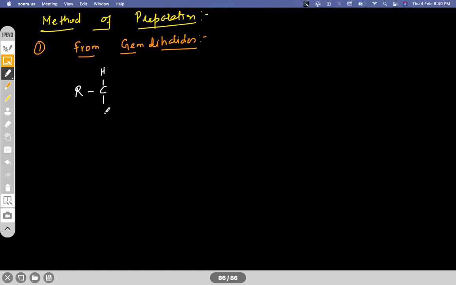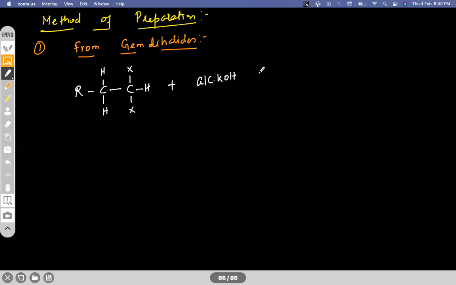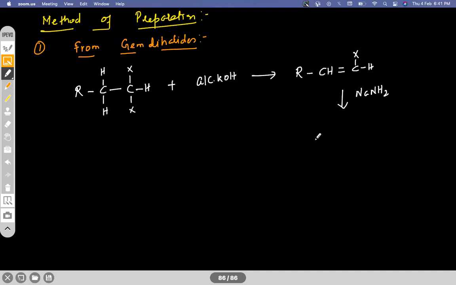RCH2CXXH. When this molecule reacts with alcoholic KOH, remember the preparation of alkene, we have done the same reaction once with monohalides. HX goes out and we get the pi bond. With alcoholic KOH, first we get the alkene, RCH double bond CXH. And then in the next step, we use a different base, that is NaNH2. Again HX comes out, and it forms RCH triple bond, RC triple bond CH. This is the final product.